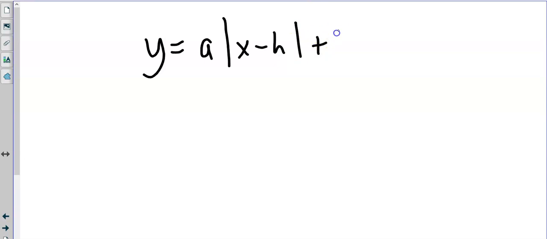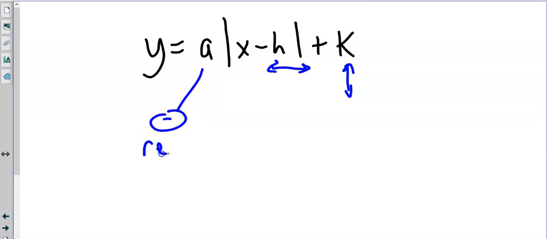So the formula for this one is something like this: y equals a times the absolute value of x minus h plus k. You want to write that down in your notes. You want to realize that h is going to move it horizontally, the opposite way you think it's going to go. k is going to move it vertically. And a does a couple of things. If it's negative, it's going to reflect across the x-axis.